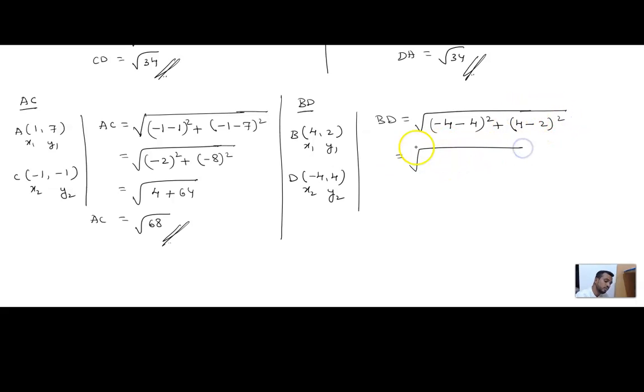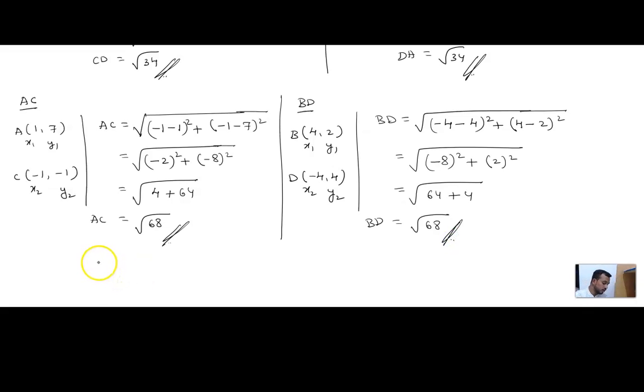So root of minus 4 minus 4, both are minus, we should add, minus remains the same, that is minus 8 whole square, plus 4 minus 2, that is 2 whole square. So root of minus 8 whole square, minus into minus, plus, 8 8s are 64, plus 2 square is 4. So root of 64 plus 4, that is 68. So BD is equal to root 68 units.